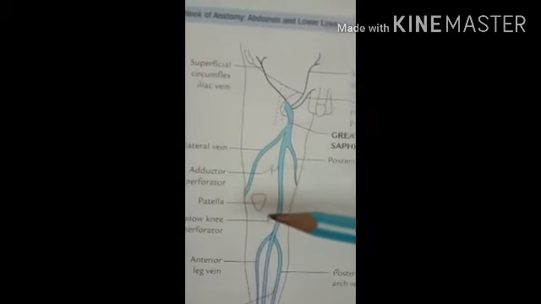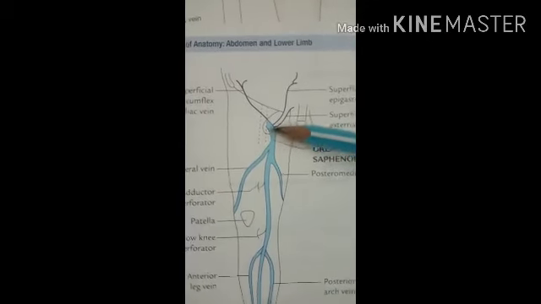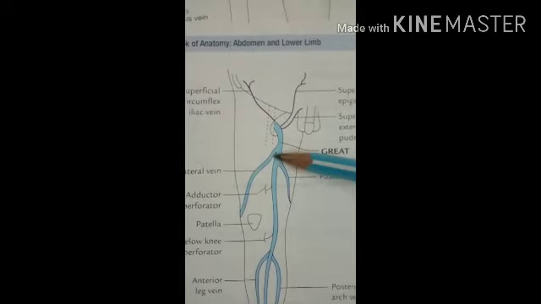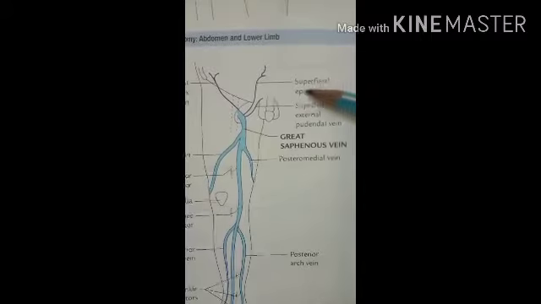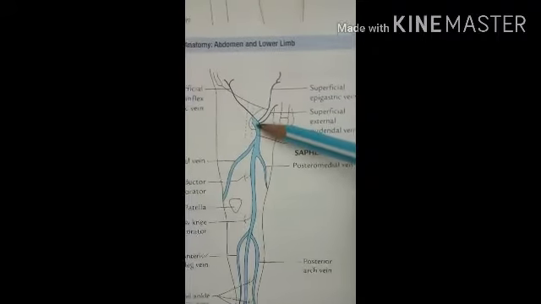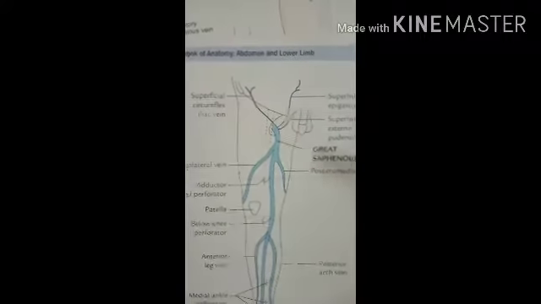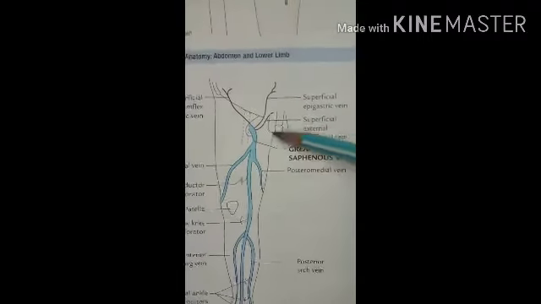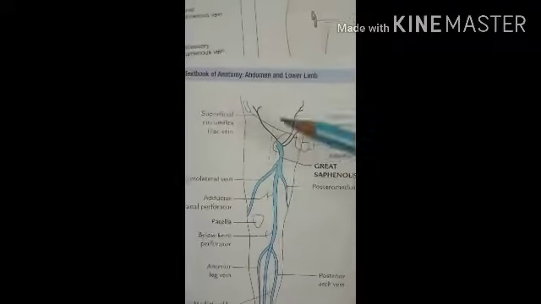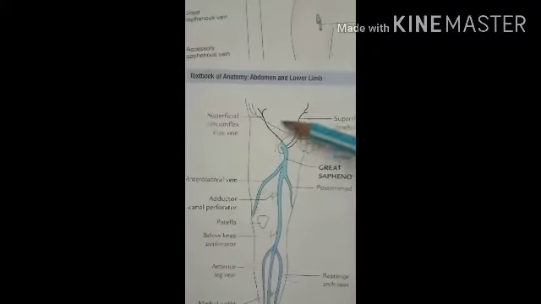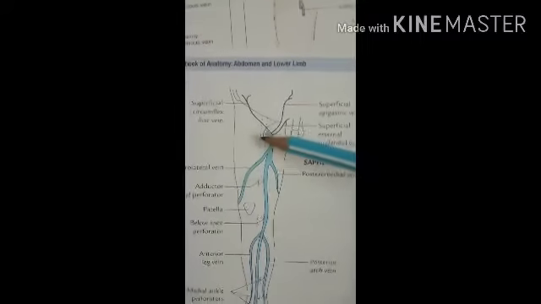Then next, before piercing the cribriform fascia, the great saphenous vein again receives three tributaries. First, the superficial epigastric vein, this one. Next, the superficial circumflex vein, this one, and the third one, the superficial external pudendal vein. Okay, so these three veins accompany the superficial branches of the femoral artery.